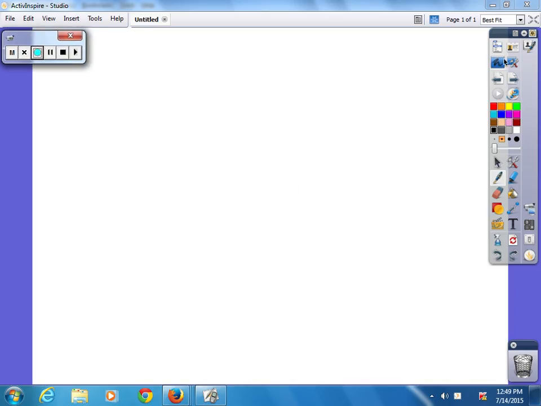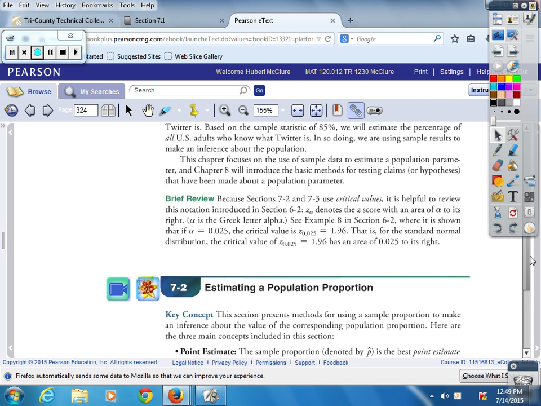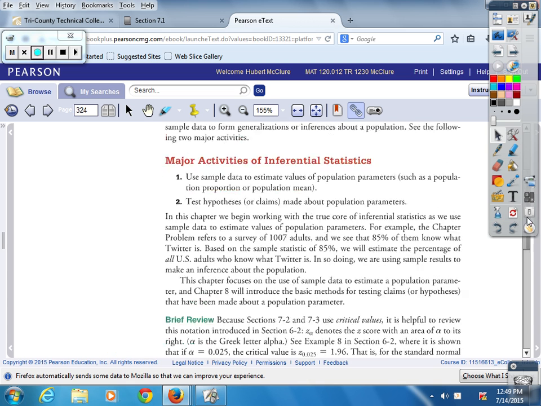All right, Chapter 7 material. Chapter 7, the first thing we're going to be dealing with is called a population proportion. You're going to be dealing with a confidence interval and a confidence level.